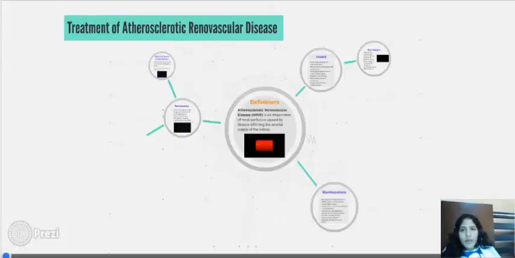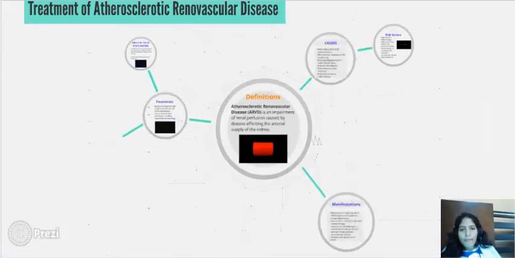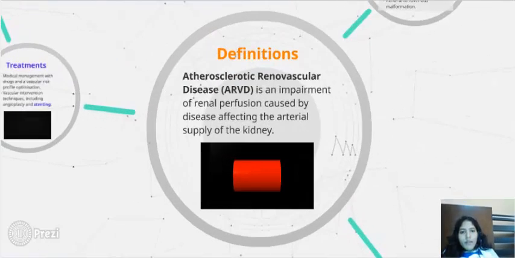Treatment of atherosclerotic renovascular disease. Atherosclerotic renovascular disease, or ARVD, is an impairment of renal perfusion caused by the disease affecting the arterial supply of the kidney.